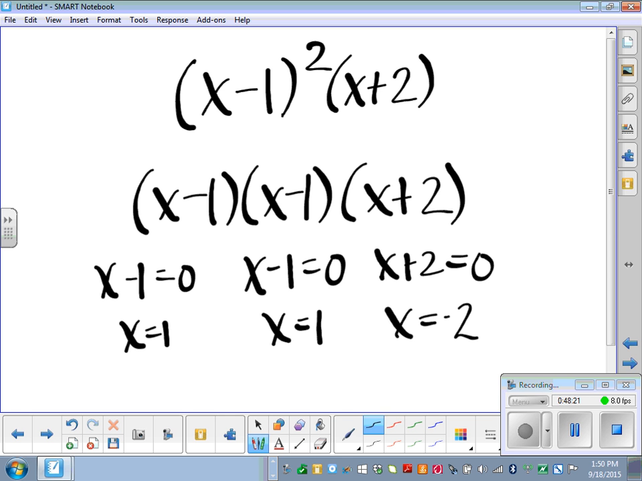Now notice something about this. We get x is equal to 1 twice. So they'll actually write out the answer in this one as such. So you'll actually write out the answer like this.